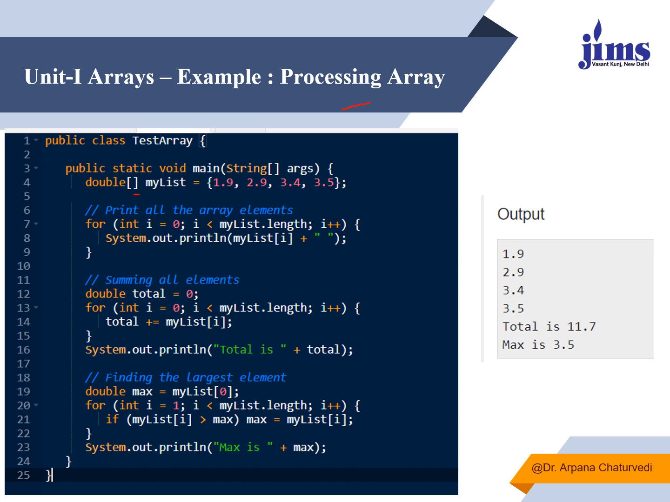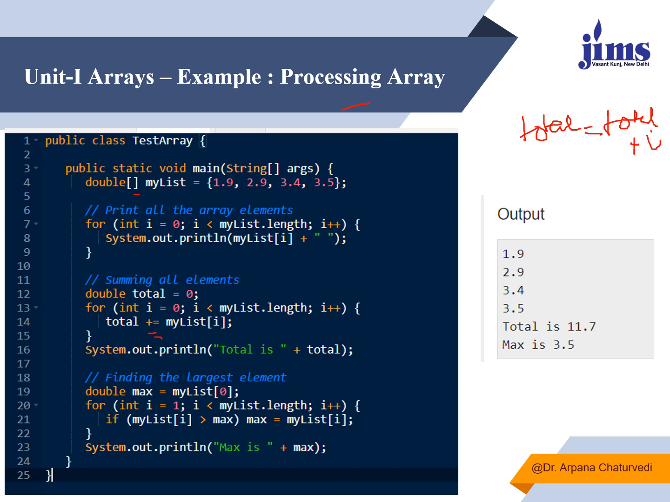So at the initial position, what I will do, I will take a variable total with the value 0, and within a loop, I am using here a compound assignment operator, that is total equals total plus myList[i].